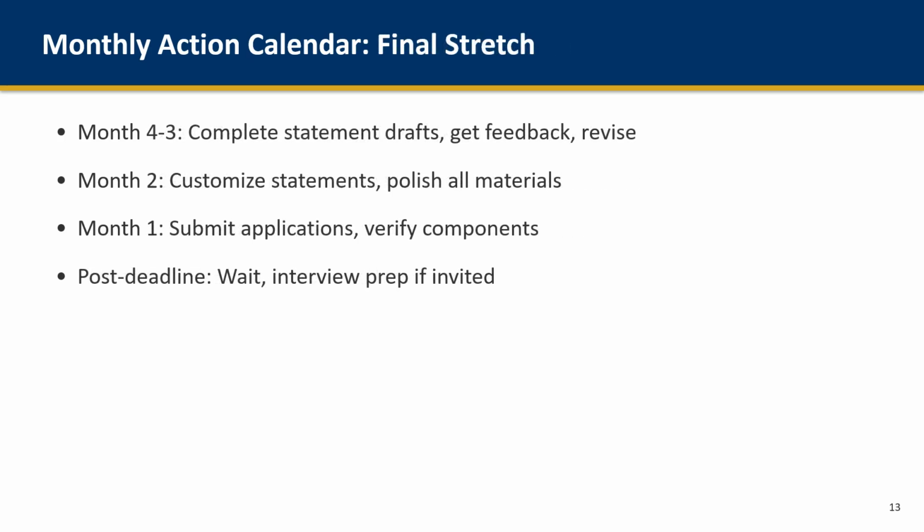Here's the final stretch of your timeline. Months 4 through 3. Complete full drafts of your statement of purpose. Share with feedback providers. Revise based on their input. This is intensive writing time. Month 2. Customize your statement for each program. The fit section should be substantially different for each application. Polish all materials to final quality. Proofread obsessively. Month 1. Complete and submit applications. Verify all components are received. Send recommender reminders. Submit before deadlines with buffer time.